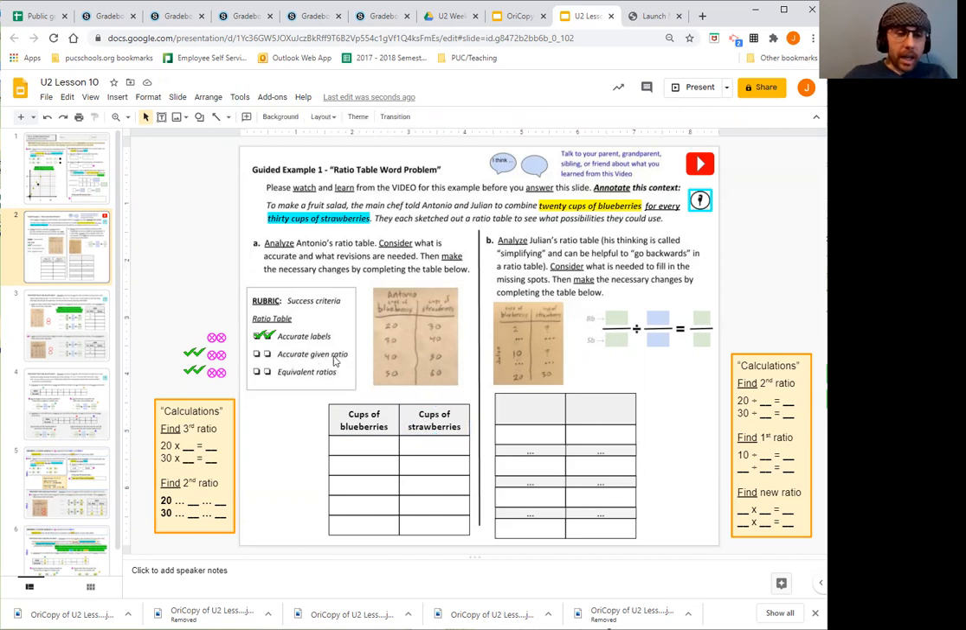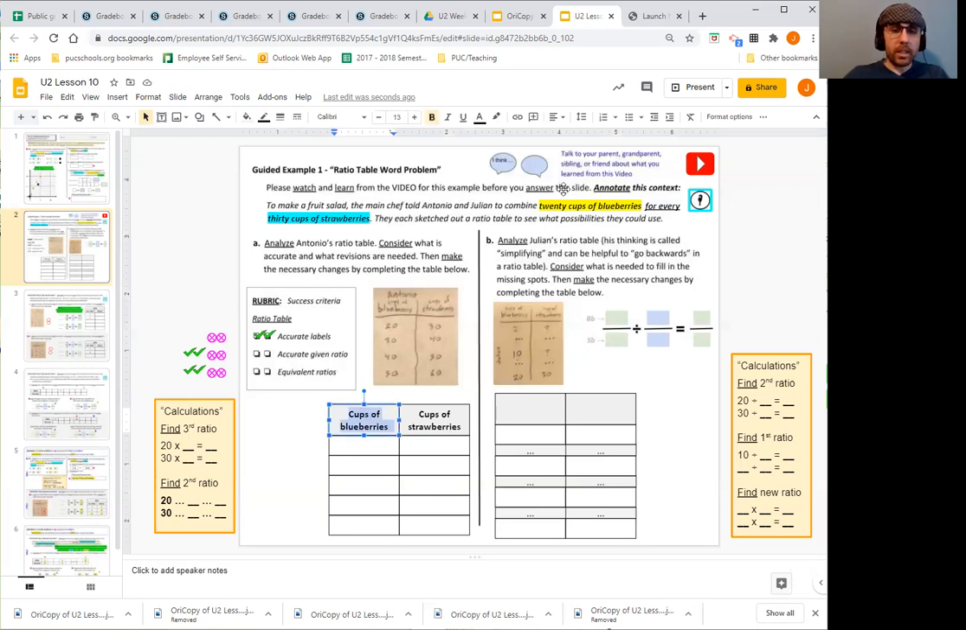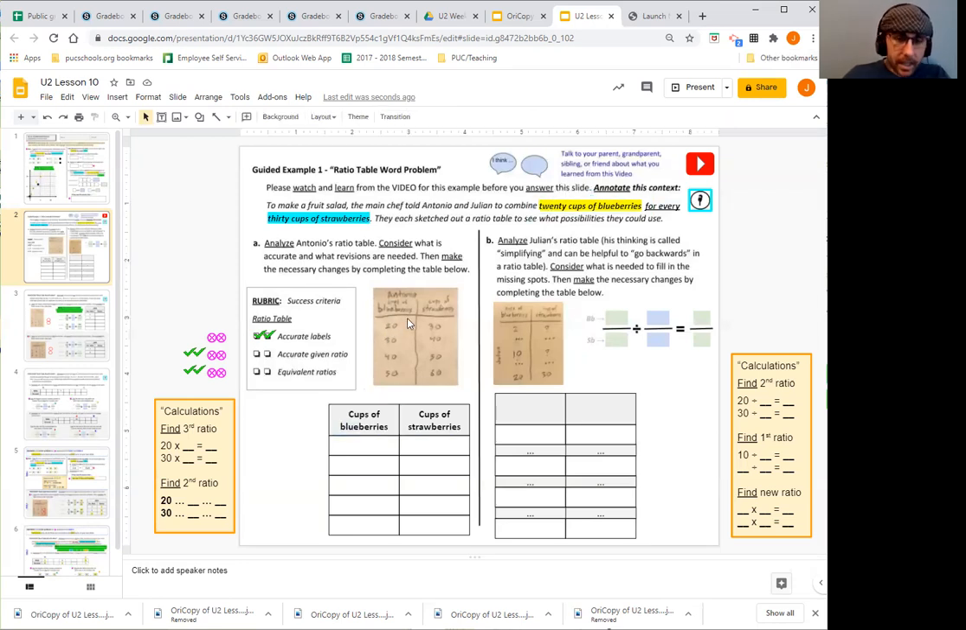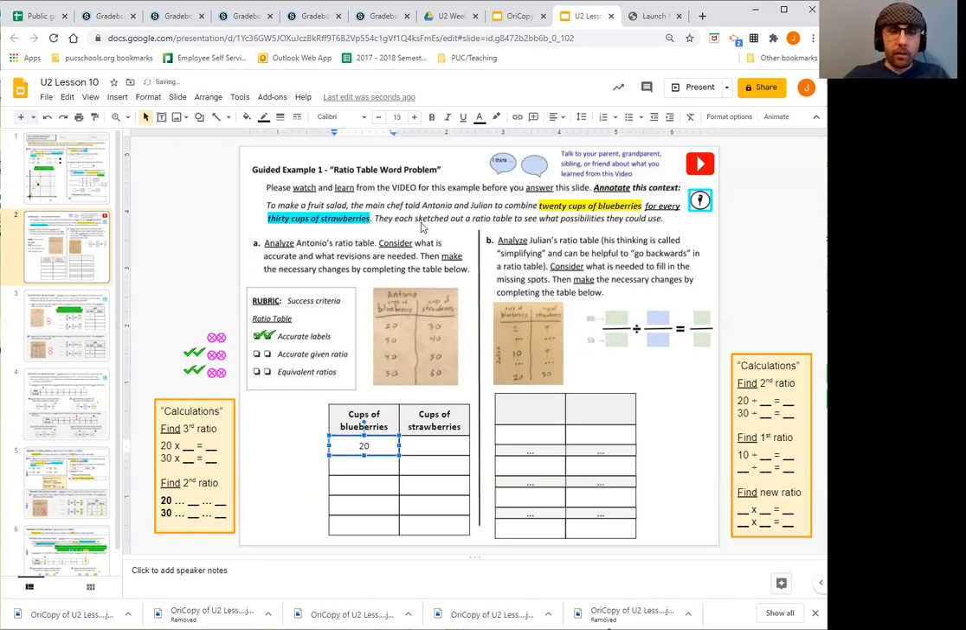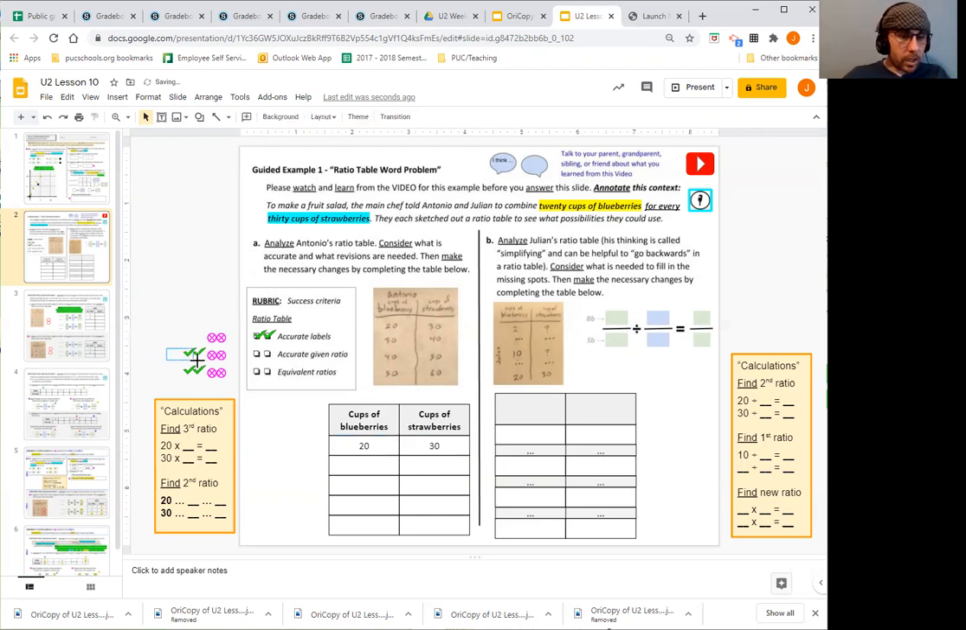Second, the accurate given ratio. So if he starts with cups of blueberries, he needs to start with 20. And I see that in his table, he did that. So I'm going to put 20 here. And then for strawberries, you need to put 30, and he did that. And so I'm going to bring the little check marks over again and make sure that he is getting that feedback, that he was on the right track. He put the correct labels to begin with. He put the correct ratio to begin with, 20 to 30.